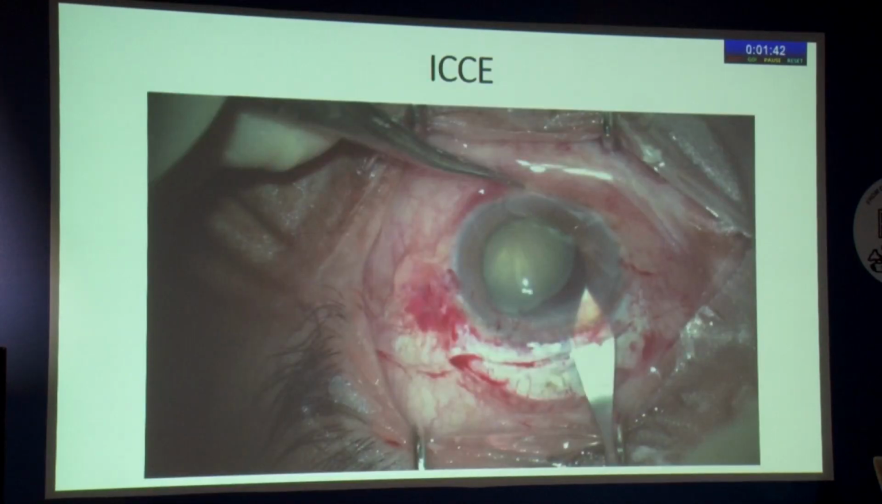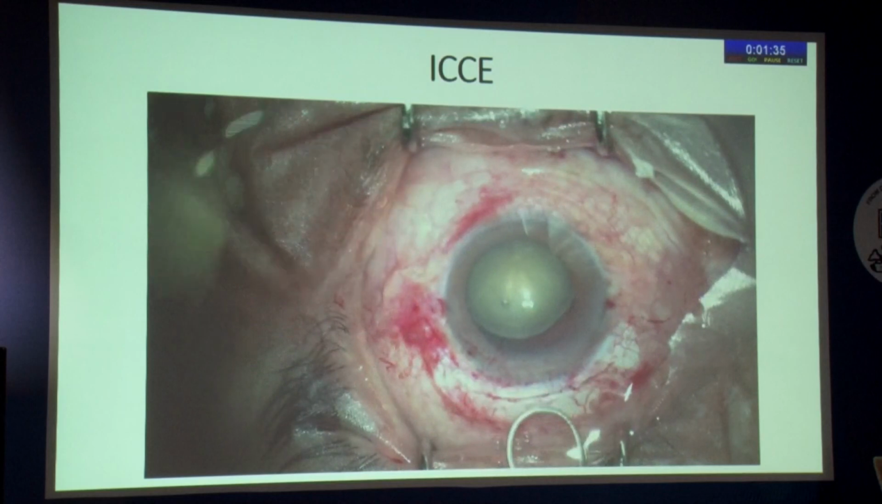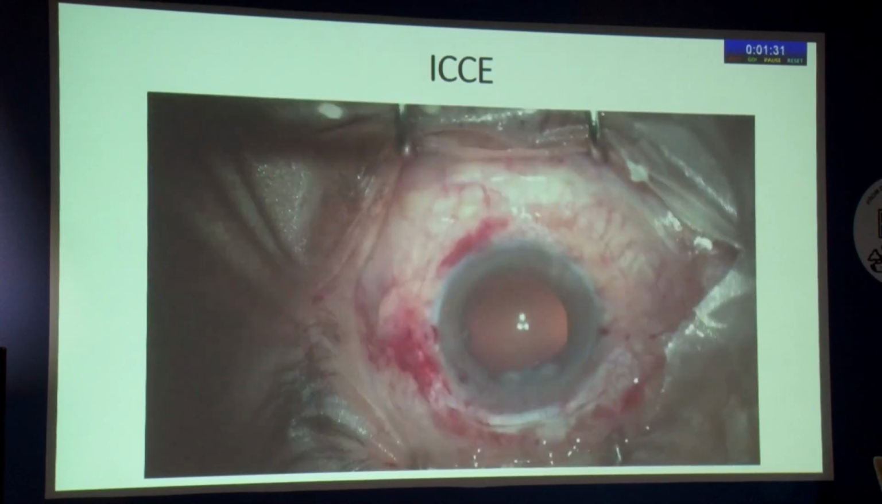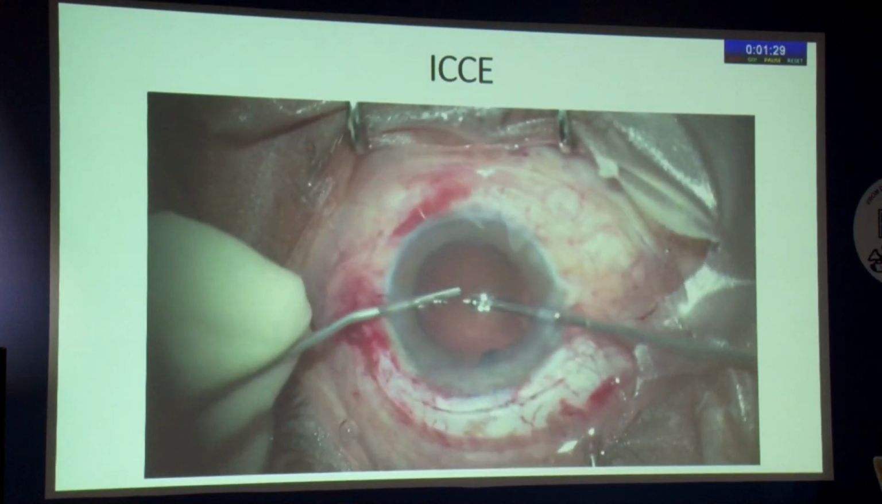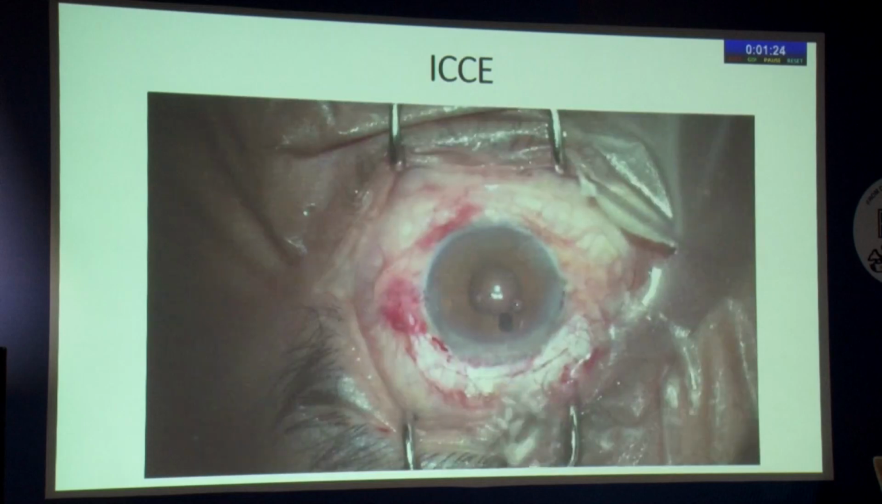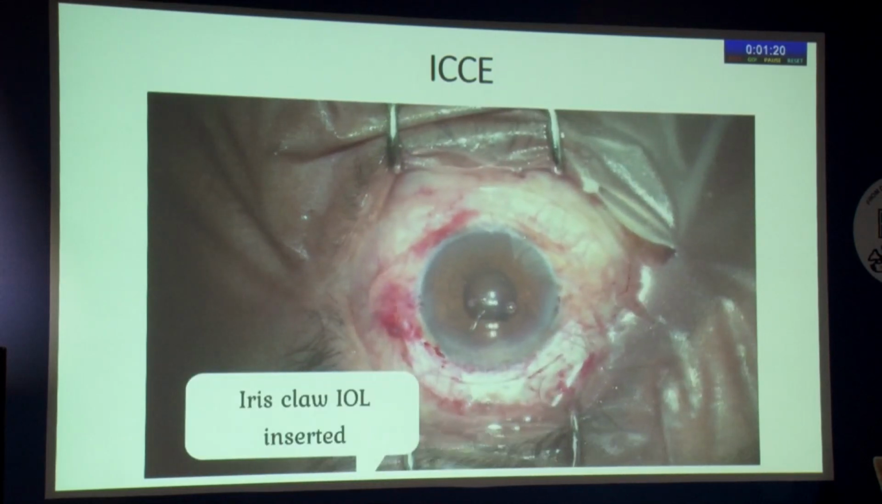This is a case when there was more than 9 clock hours of subluxation and a hard cataract. We did not even attempt a bag fixation, but directly an intracapsular cataract extraction was planned, and this was followed by a good anterior vitrectomy, and a retrofixated iris claw was done for visual rehabilitation.